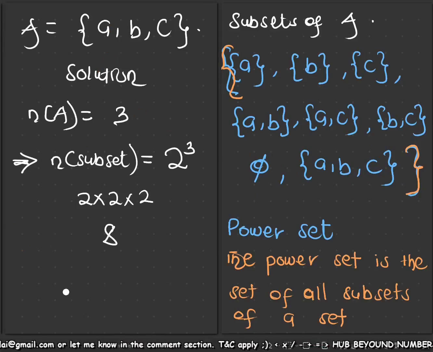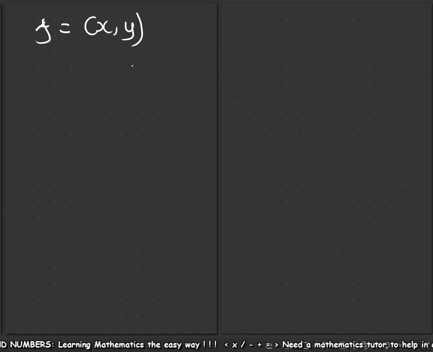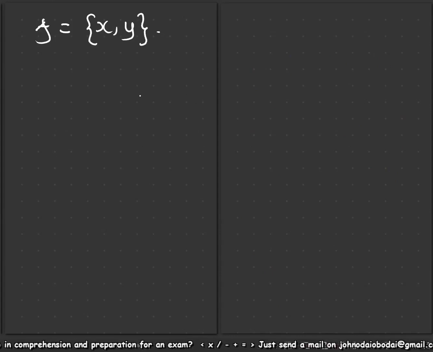Let's take one more set and then look for its subsets. Let's see. So one last example. Okay, so let's take set A over here, which has elements x, y. Now we are to look for the number of subsets A can have.